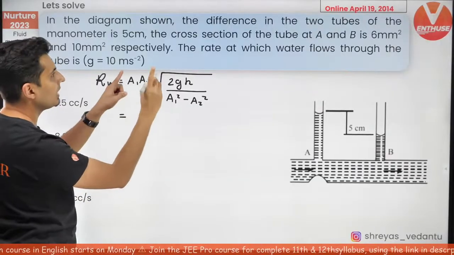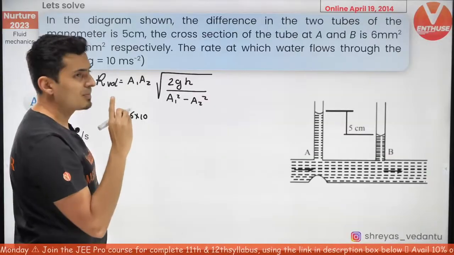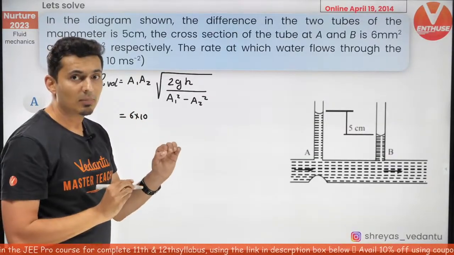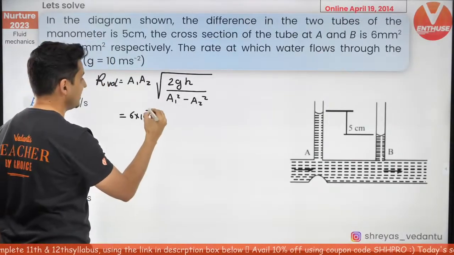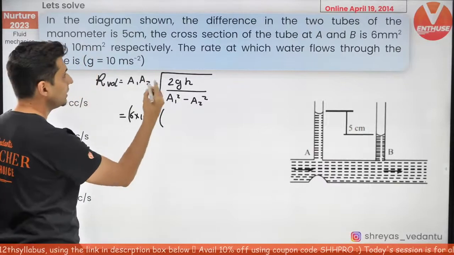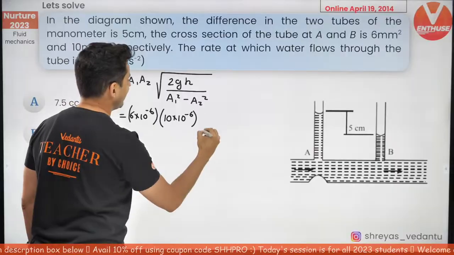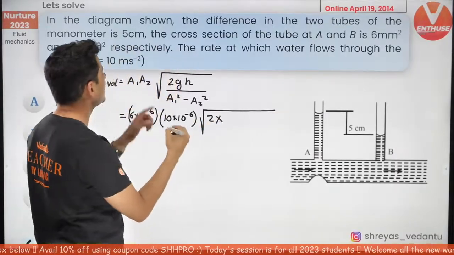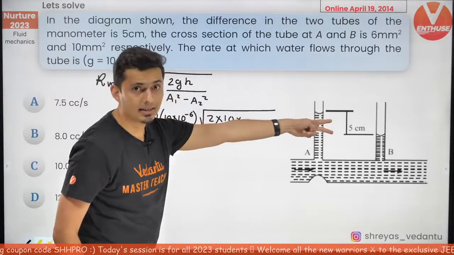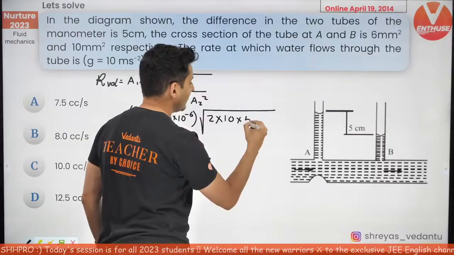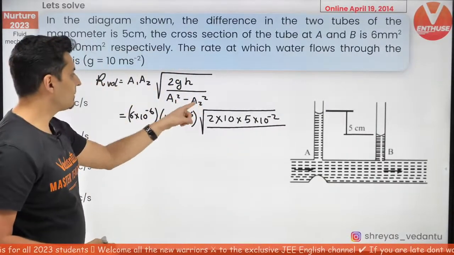What is A1? A1 and A2, 6 and 10. So 6 into 10 to the power, that's millimeter. 1 millimeter is 10 to the power minus 3 meter, so square, so minus 6. So 6 into 10 to the power minus 6, and 10 into 10 to the power minus 6. Fair enough. Root of 2g. What is g? g is 10. What is height? Height is 5 centimeter, so that's going to be 5 into 10 to the power minus 2, divided by A1 square minus A2 square.